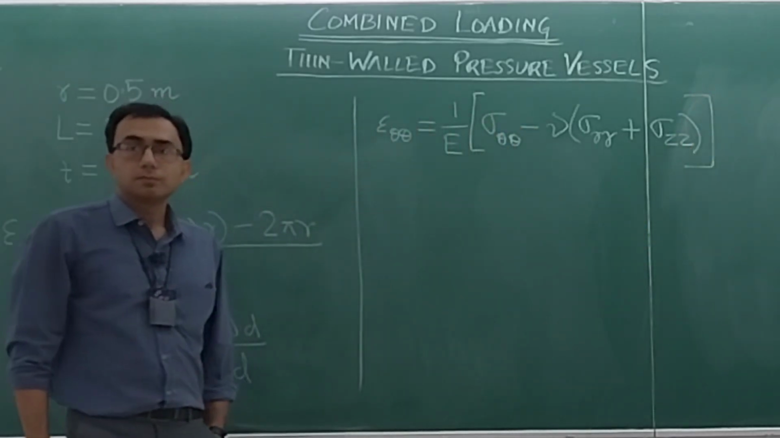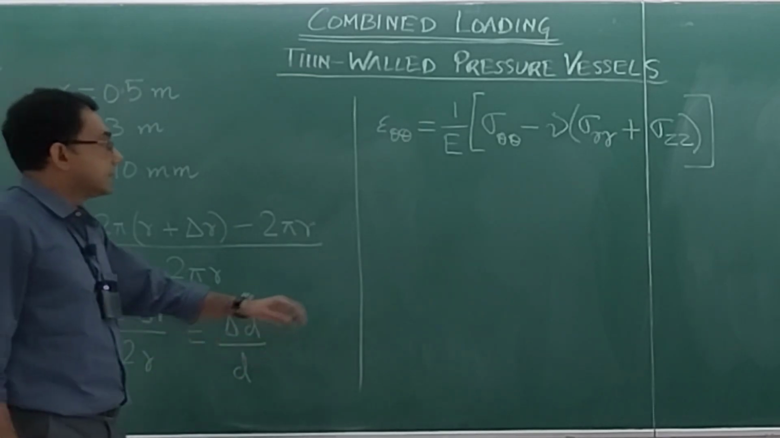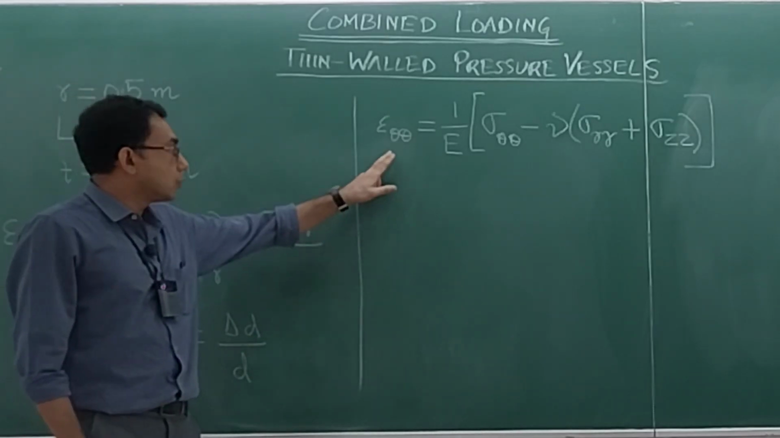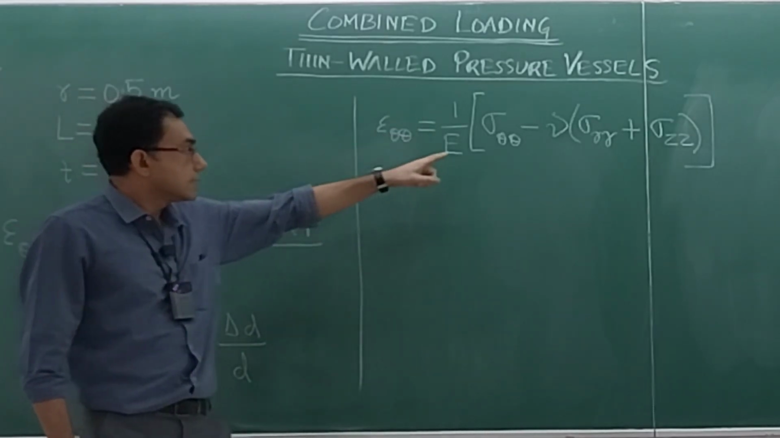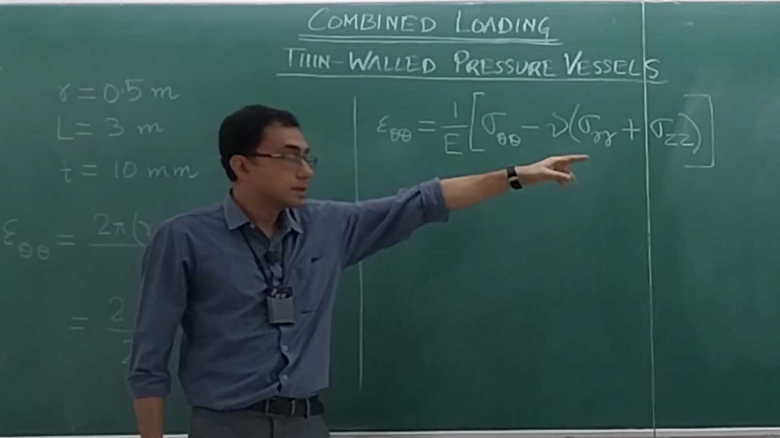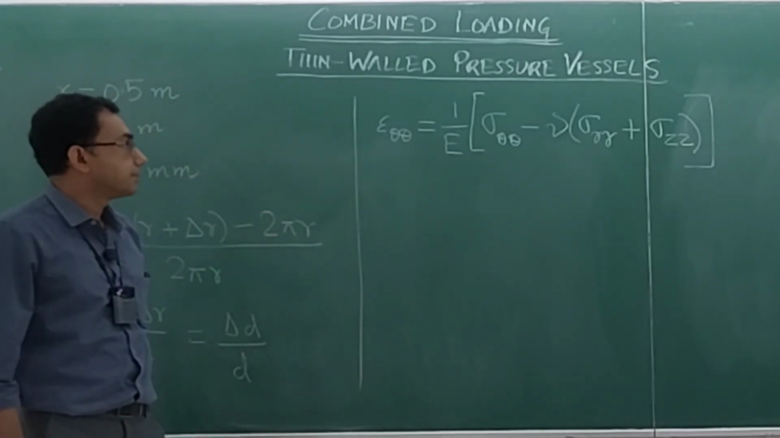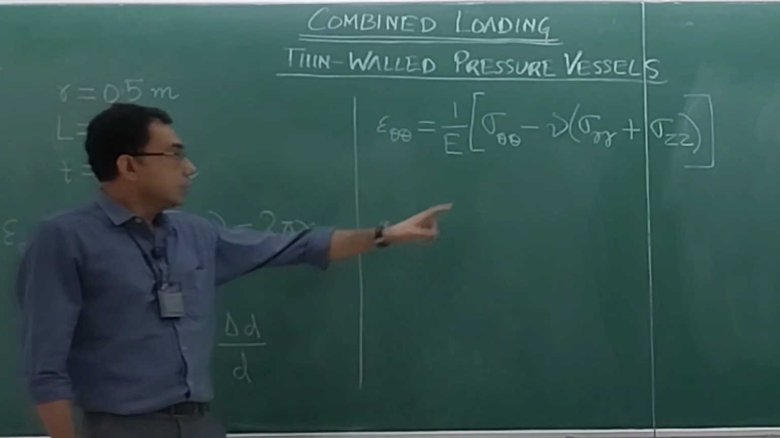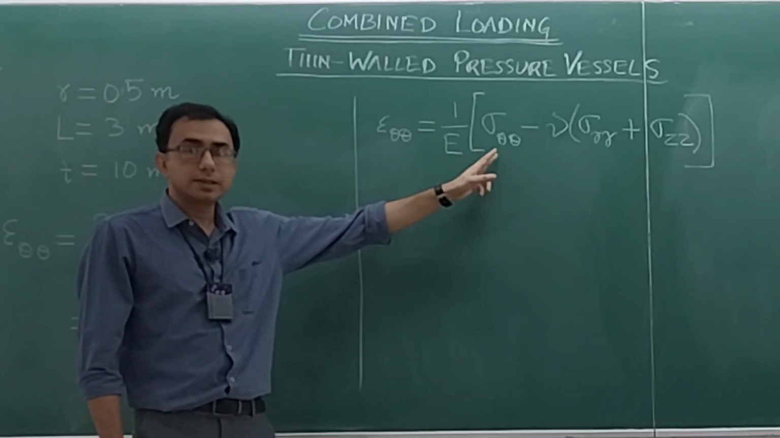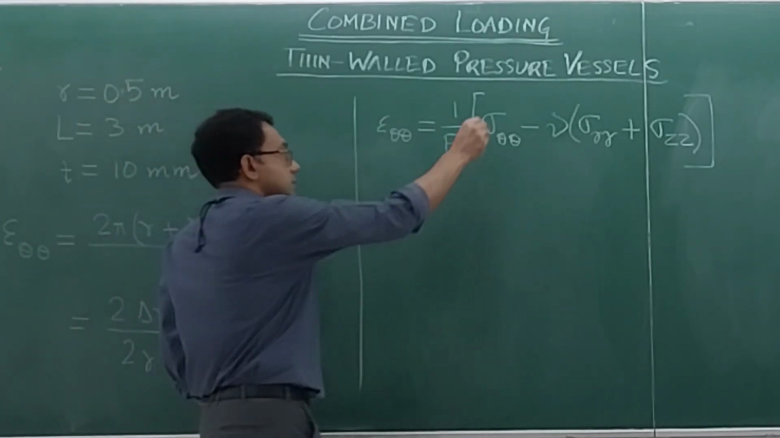Correct? This is the exact counterpart of what we had in the XYZ coordinate system. Meaning that if I wanted to write the epsilon yy, that would be 1 by E sigma yy minus nu times sigma xx plus sigma zz. Exactly in that fashion I am writing it. Now you tell me, what is this sigma theta theta? Is it the sigma 1 or the sigma 2? Sigma 1. This is the sigma 1.